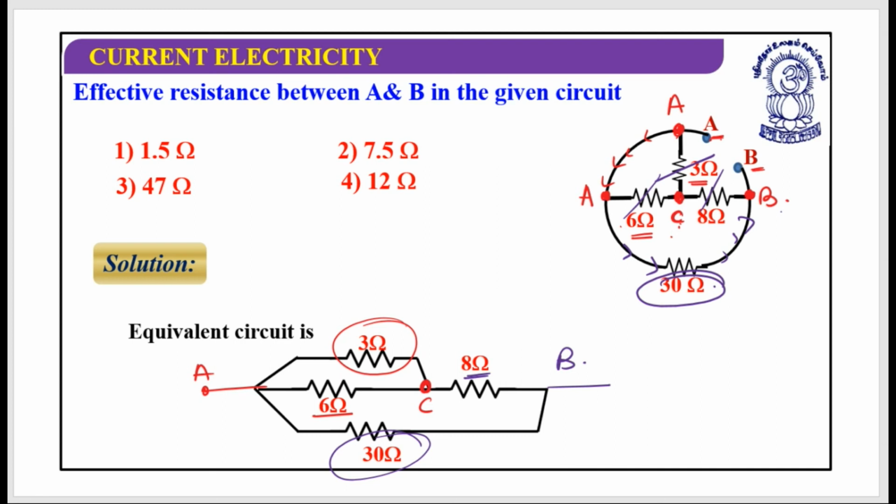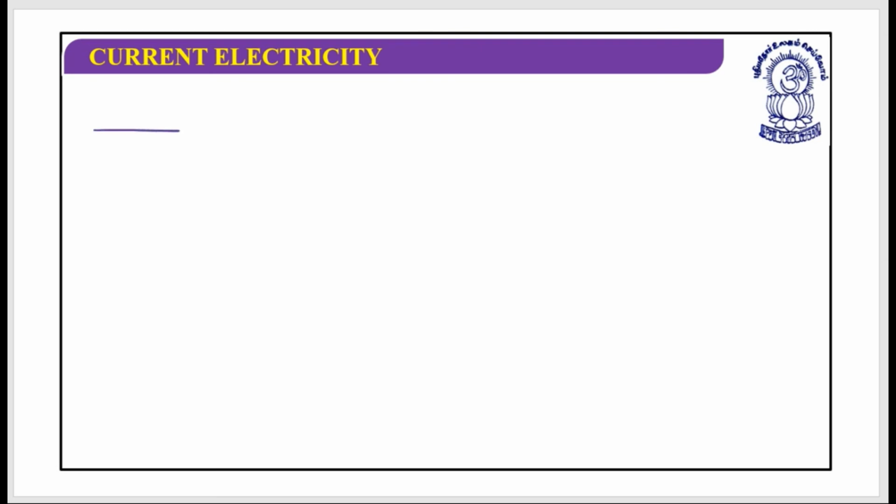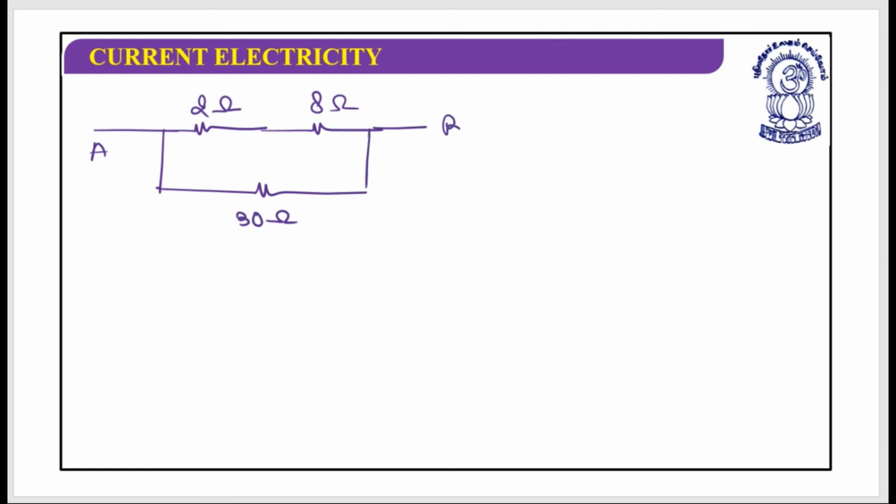Now you understand that this 3 and this 6 are in parallel combination, so this will form 3 into 6, 18, divided by 3 plus 6, which is 9, 18 by 9, so 2 ohm. So the situation is, this is A, this was the 2 ohm, this was the 8 ohm, and this combination is 30 ohm. This is A, this is B. So this is 2, this is 8, so this will be 10 ohm.